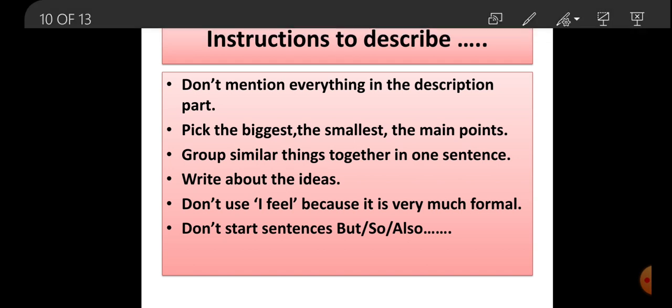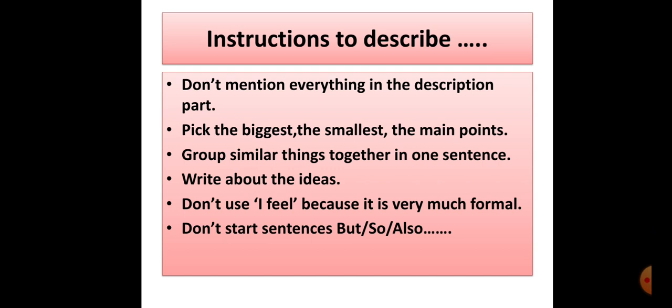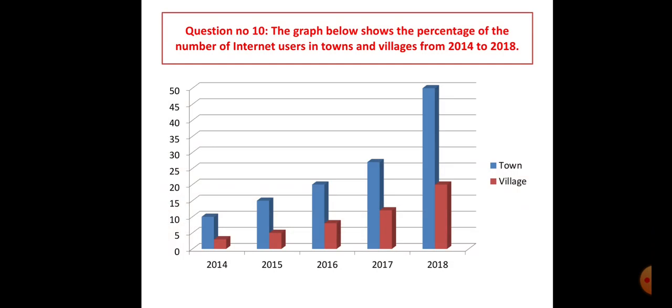Now I want to give you a question. Here you can see that the graph below shows the percentage of the number of internet users in towns and villages from 2004 to 2018. Here we have the two categories, the town and village.